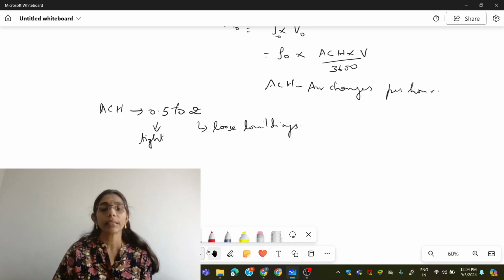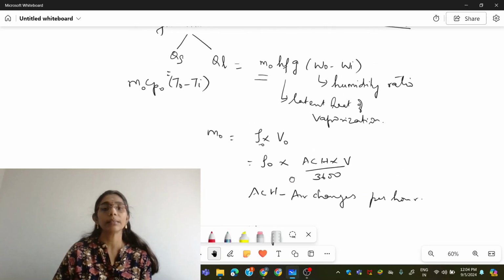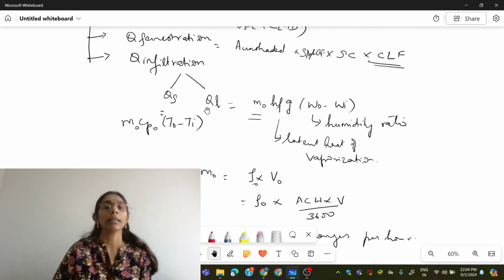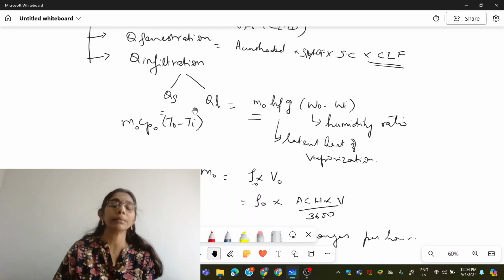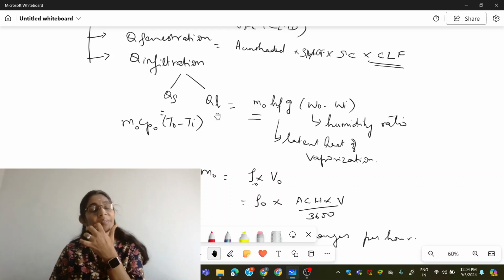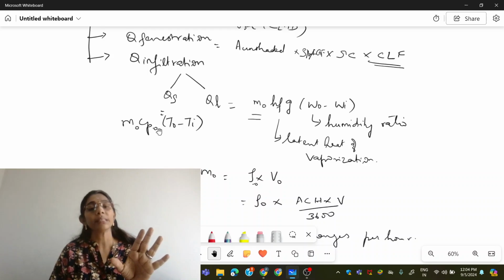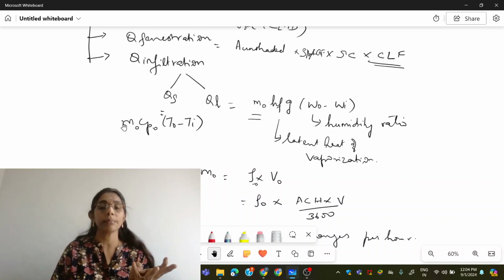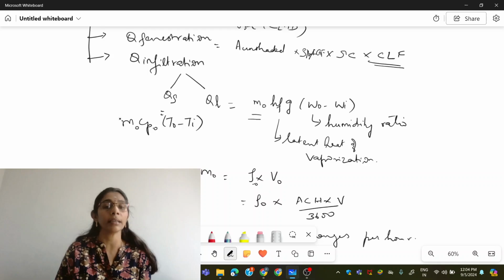So how do we have to calculate this? I'm just recalling once again for infiltration alone. Under infiltration, you have two parameters: one is the sensible heat infiltration and the other is the latent heat infiltration. Sensible heat infiltration is m Cp into delta T. m, you know, is the mass of outside air. Cp is the specific heat of outside air. I have not mentioned it, I'm just putting it here.